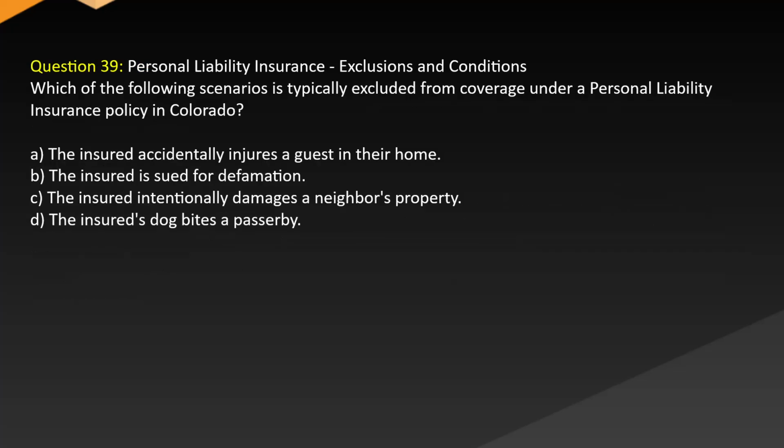Question 39. Personal liability insurance. Exclusions and conditions. Which of the following scenarios is typically excluded from coverage under a personal liability insurance policy in Colorado? A. The insured accidentally injures a guest in their home. B. The insured is sued for defamation. C. The insured intentionally damages a neighbor's property. D. The insured's dog bites a passerby.